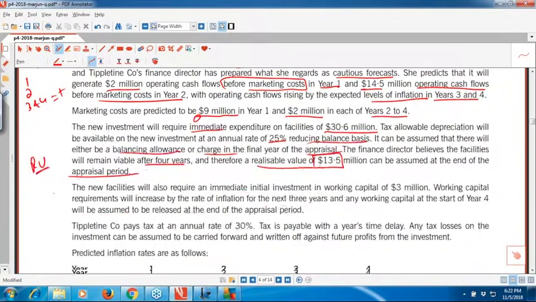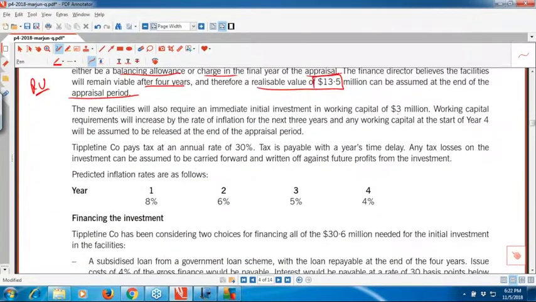It says the new facilities will require an immediate initial investment in working capital of 3 million. So the working capital is usually invested at the start of the year, which is year 0, 1, 2, 3, 4, etc. The working capital requirement will increase by the rate of inflation for the next 3 years, and any working capital at the start of year 4 will be assumed to be released at the end of the appraisal period. So that means the working capital is going to be recovered. It further says that the company pays tax at the rate of 30%.